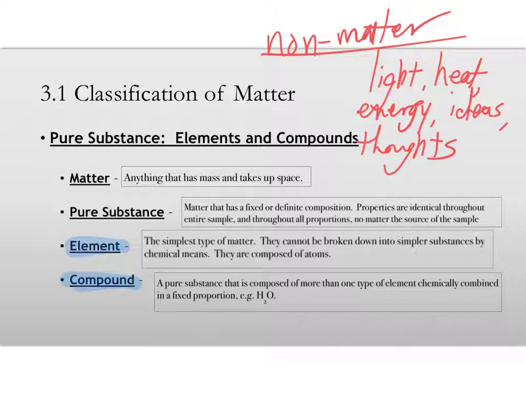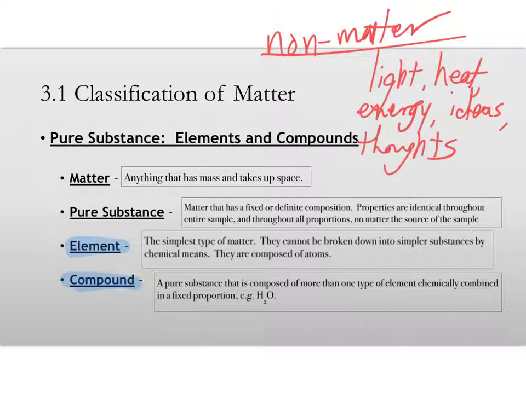Now, honestly, water is almost always impure, but if you were to take the water and purify it through distillation or filtration or something like that, it would be pure water, pure H2O, and it wouldn't have any different properties no matter what source of that water you got it from.